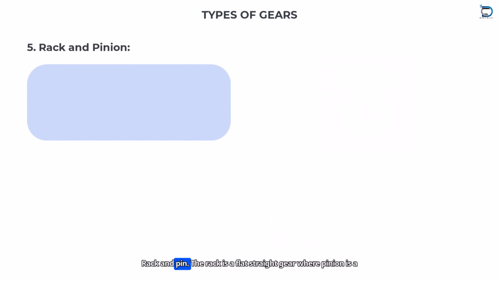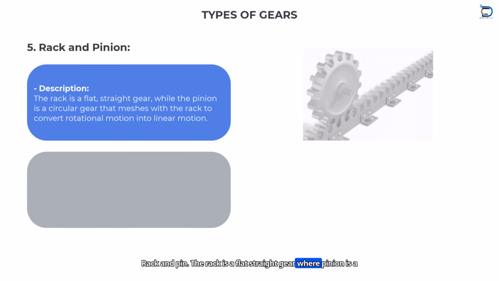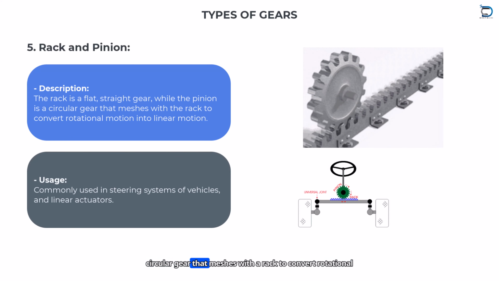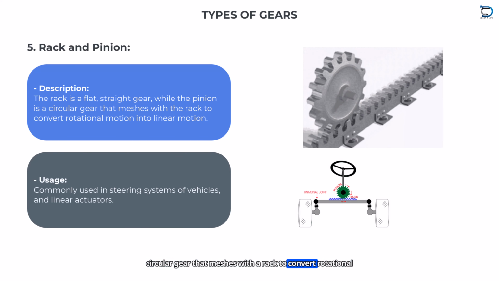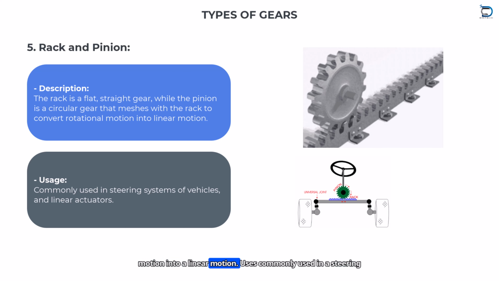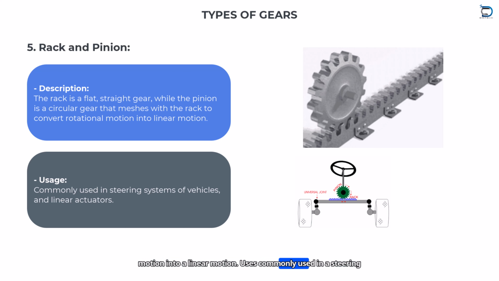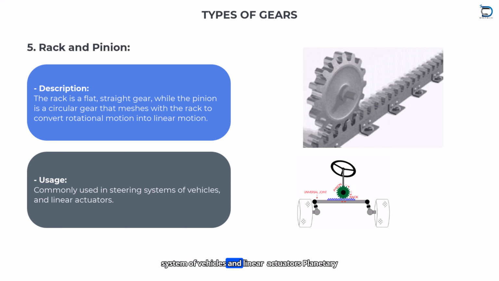Rack and pinion. The rack is a flat, straight gear, while the pinion is a circular gear that meshes with the rack. It converts rotational motion into linear motion. Uses: commonly used in the steering system of vehicles and linear actuators.